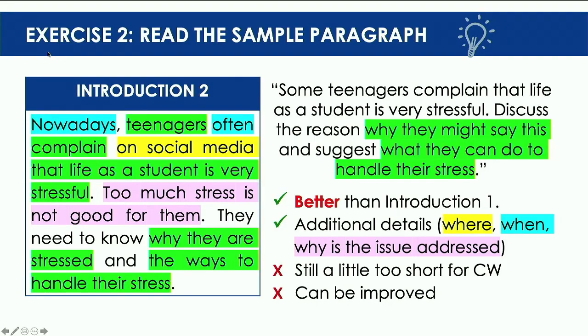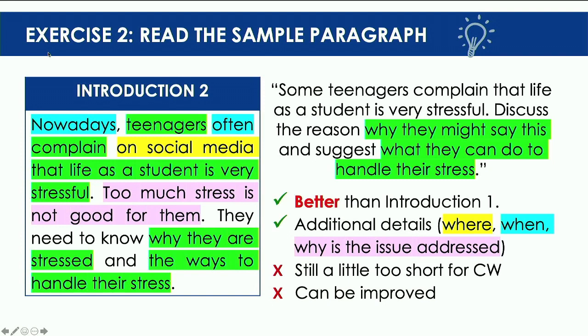Alright, now let us read another introduction. Nowadays, teenagers often complain on social media that life as a student is very stressful. This already sounds a little bit better than the first one, because you have extra details there where the students complain on social media. When they complain. Nowadays. How often do they complain? Often. And then you have another sentence there after the first sentence.